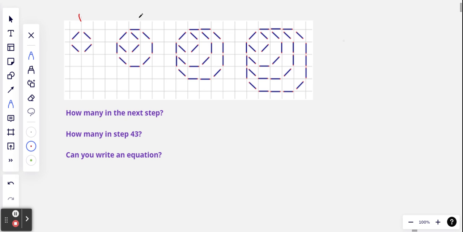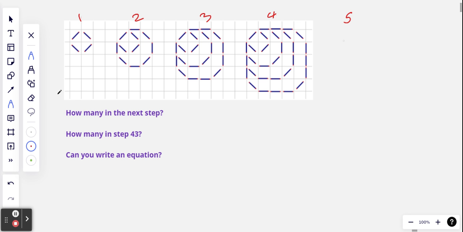Here's our pattern today: step 1, step 2, step 3, step 4. Your challenge is to determine the number of these little line segments in step 5. If you can do that, can you determine the number in step 43? And can you write an equation that could be used to predict the number in any step at all? That's the challenge. If you'd like to accept it, pause the video, see how far you can get.